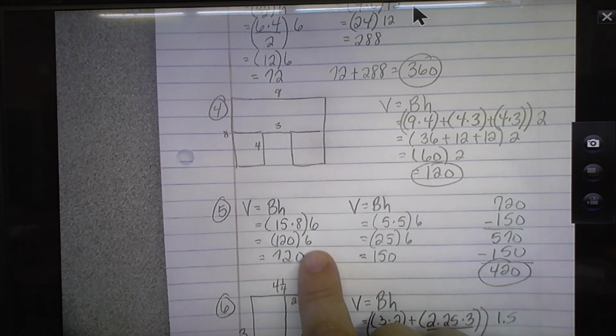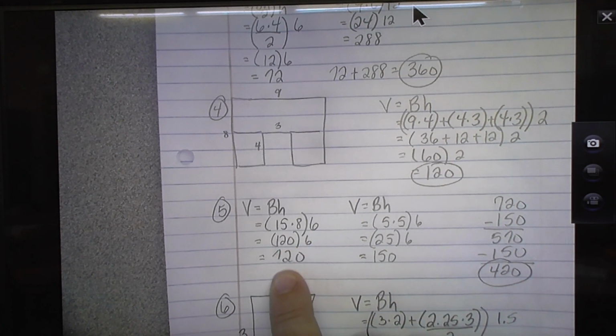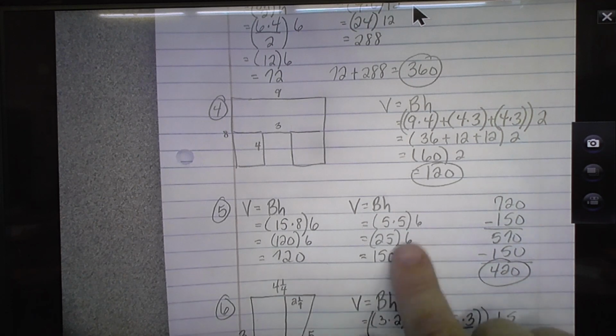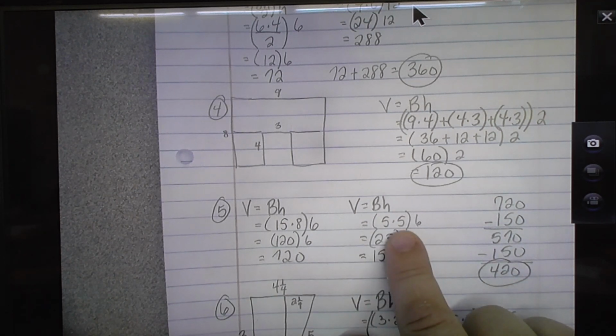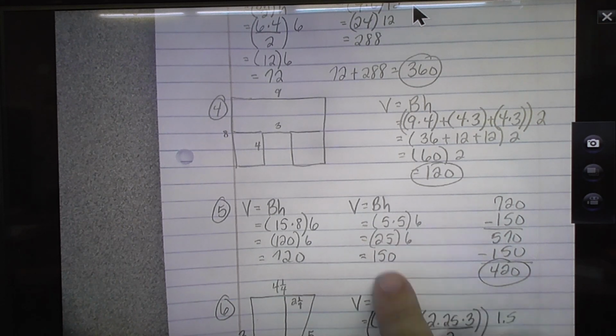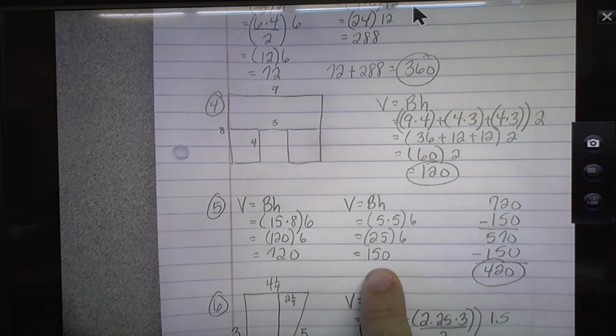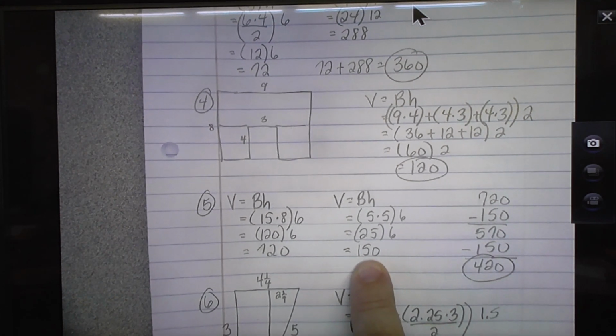The height was 6, so I got 720 for the whole thing. Then for the piece I wanted to take out on the inside of the cinder block, it told me it was a square. So my base was 5 times 5, my height was still 6, so each one of those squares is 150. But how many do I have to take out? 2 of them.